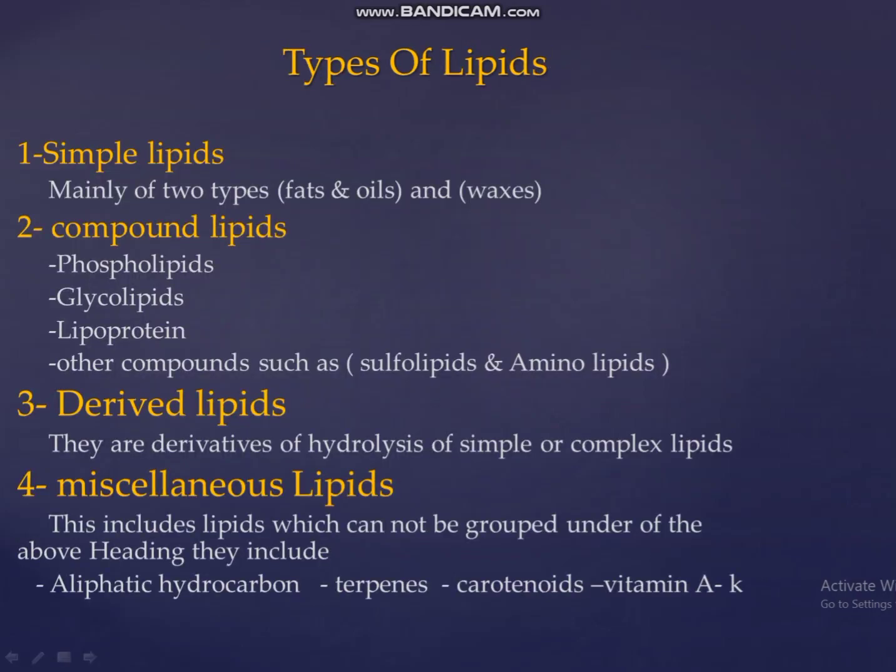There are 4 types of lipids. Simple lipids, mainly of 2 types: fats and oils, and waxes. Compound lipids such as phospholipids, glycolipids, lipoprotein, and other compounds such as sulfolipids and aminolipids.